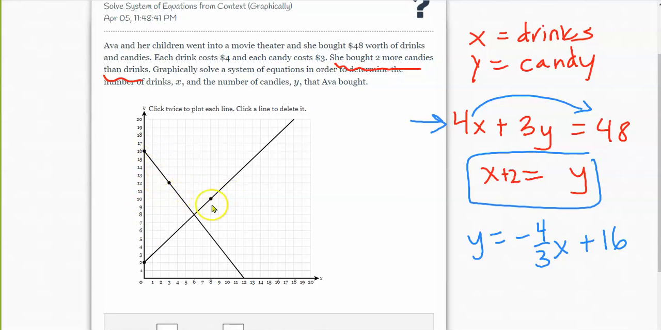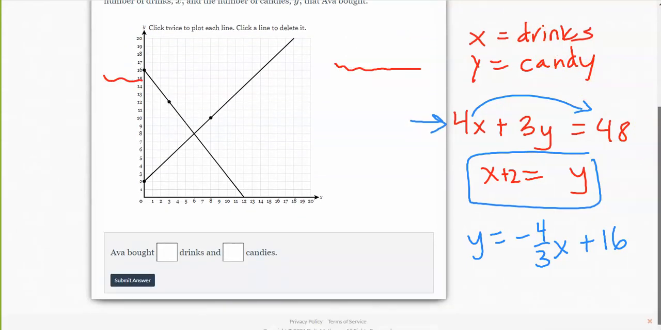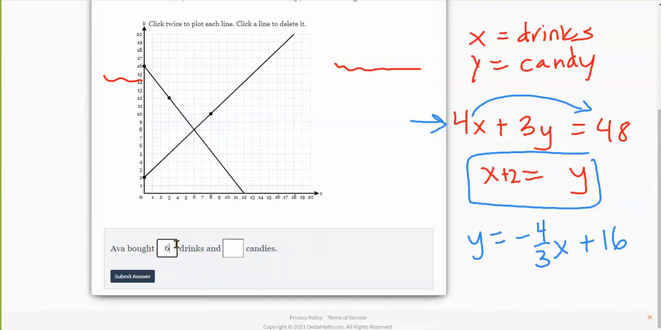Now, my points that I graphed aren't the overlapping point. The solution is right there, but that's okay because I can still read it. The solution is 6 for the x and 8 for the y. 6 for the x, that's 6 for the drinks, and 8 for the candy. So it looks like she bought 6 drinks and 8 candies.